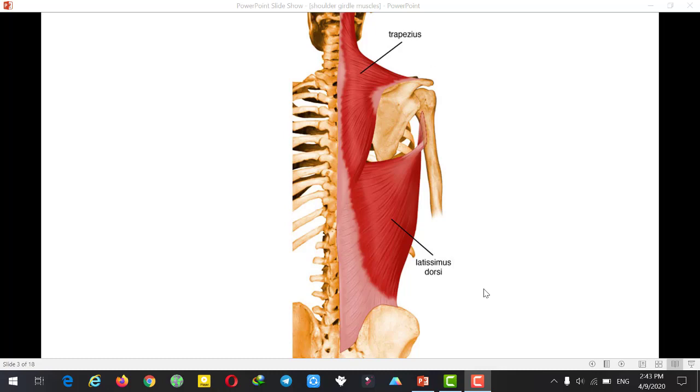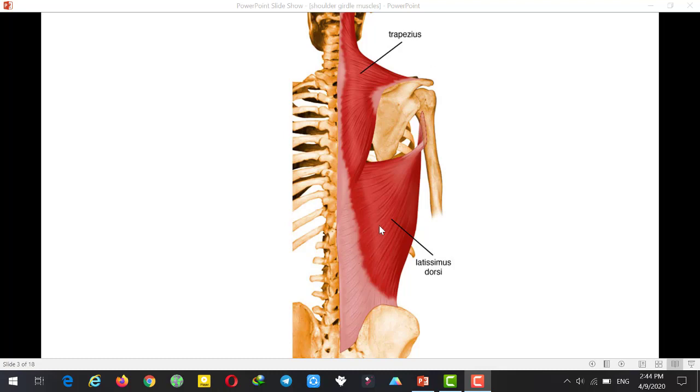Origin of the latissimus dorsi is from T6 to T12, coming from the iliac crest, sacrum, lumbar fascia, and inferior angle of the scapula. All of the muscle fibers twist around each other and attach to the floor of the intertubercular groove.